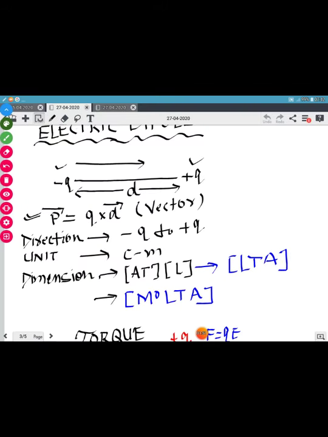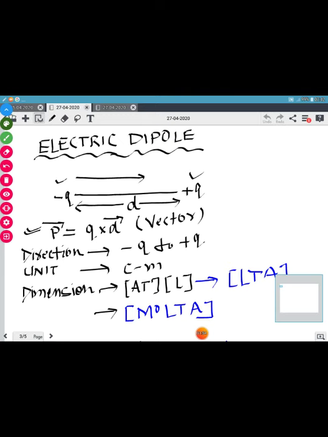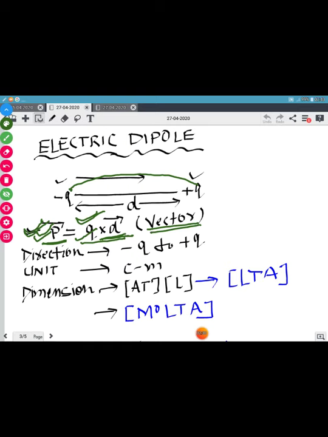Again I define, electric dipole is a system of two equal and opposite charges which are separated by distance d. And now what is electric dipole moment? Electric dipole moment is represented by P, and as you can see here the arrow sign, that means it is a vector quantity. It is the product of any of the charge, because both the charges are equal in magnitude, and the distance between these two. So the product of charge and displacement is called electric dipole moment, and it is a vector quantity.